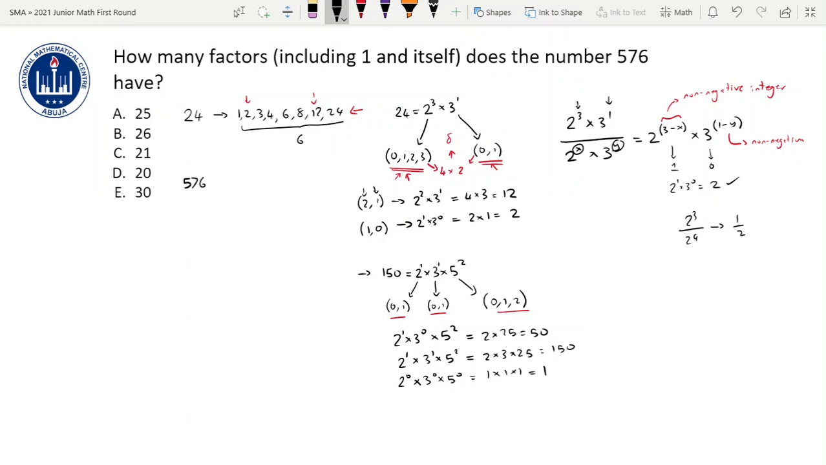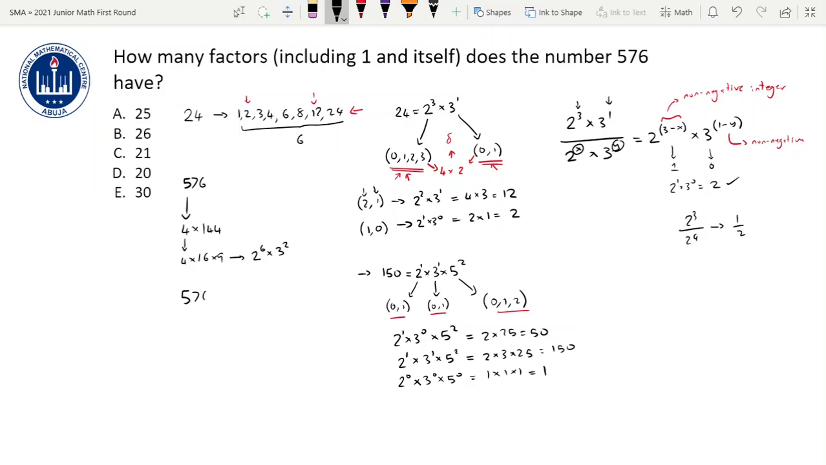So we'll have 576. As before, the first step will be to write this as a product of its prime factors. 576 can be written as 4 times 144. And I think 4 times 144 should be 16 times 9. And then this will be 2 raised to the power 4 times 16 is 64, which is 2 raised to the power 6, times 3 raised to the power 2. Yes, okay, this is it. 2 raised to the power 6 times 3 raised to the power 2.